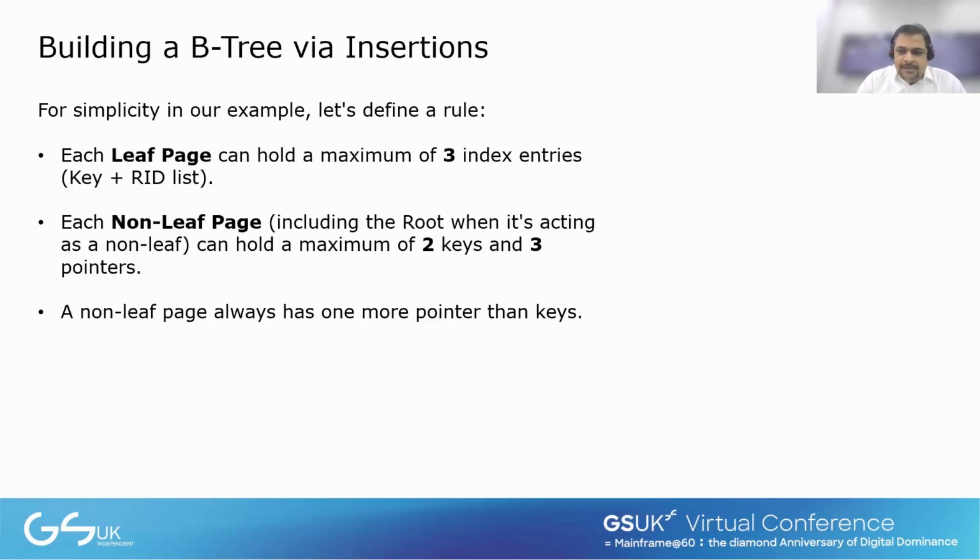In real DB2 systems, the capacity depends on the index page size, which is the buffer pool size, 4K, 8K, 16K, etc., and on the length of the index key columns, the row ID size and the page overheads. It's typically much higher than what we're talking about here. So this is the first page, which is both root and leaf page. The index key is 50 and the row ID is 1. So our first page got created.